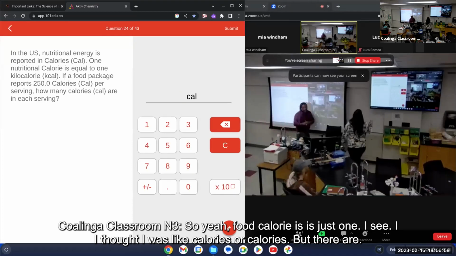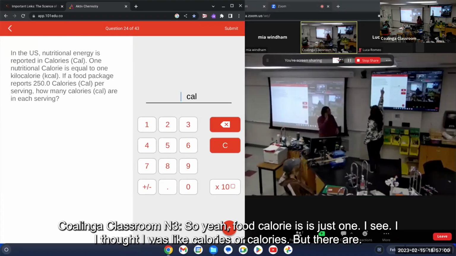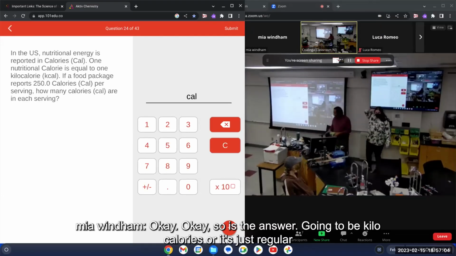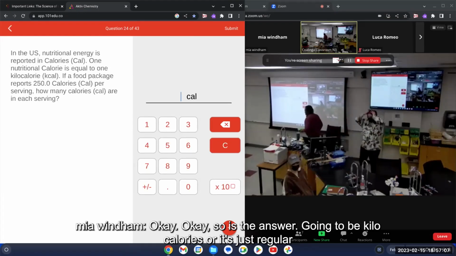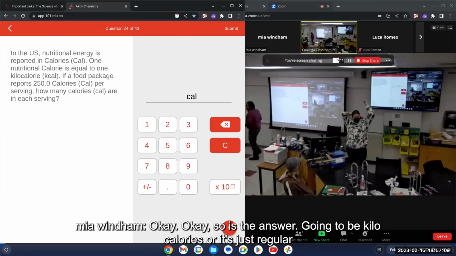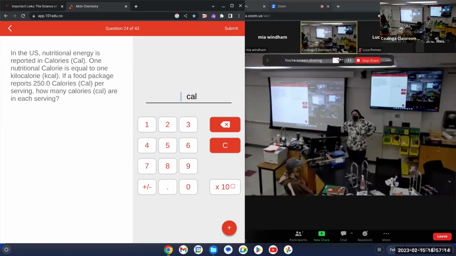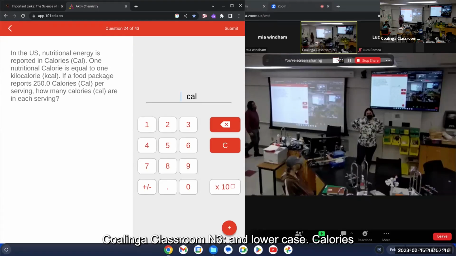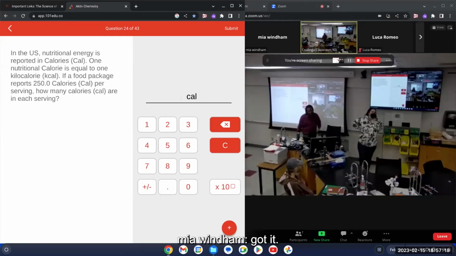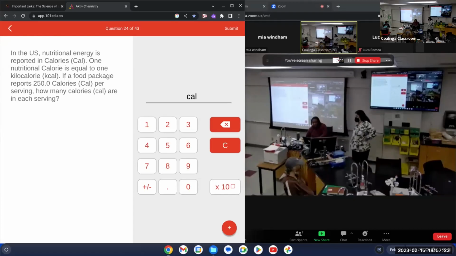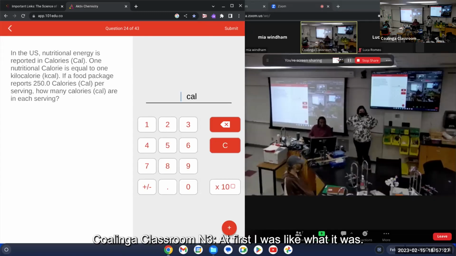So yeah, food calorie is just one. I thought calories are calories, but then I realized the capital C. Capital C calorie. Yeah. Small c calorie. Okay. So is the answer going to be in kilocalories or just regular calories? The answer is going to be in just calories, lowercase calories. Got it. Science calories. At first I was like, what? And then I reread the question. I was like, oh yeah.